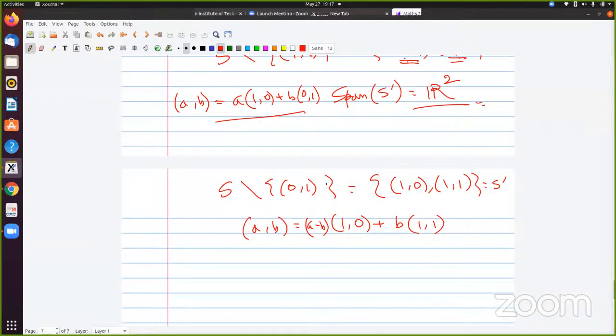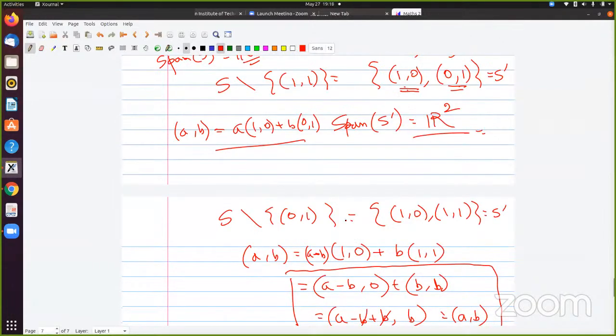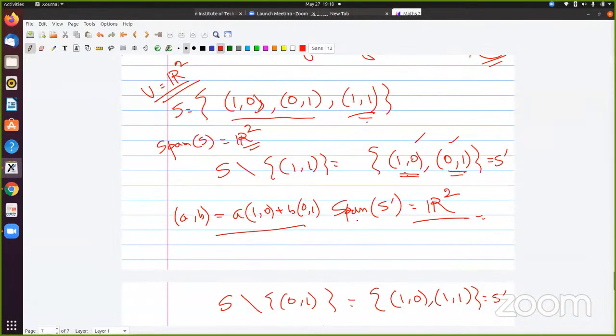It is clear, no? This is A minus B. So what is the first element? This and this. Then A minus B plus B, this is B, this is cancelled out. So it is (A, B). Okay? Clear? So in that case also we generate R2. So it may be, but it need not be.